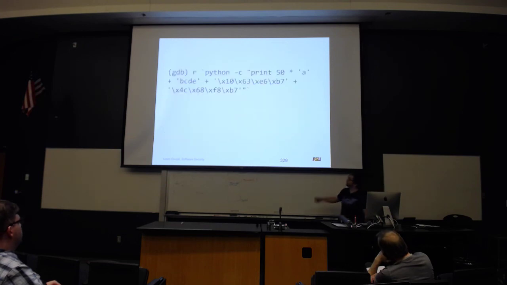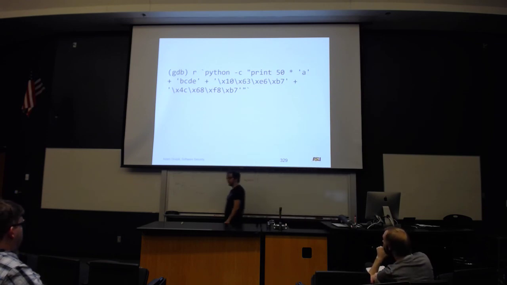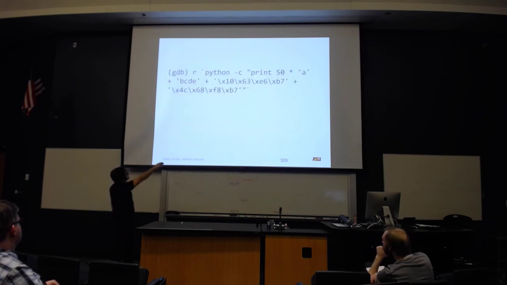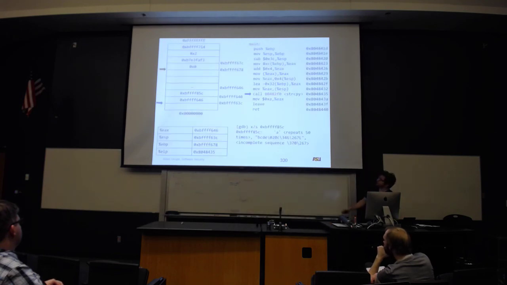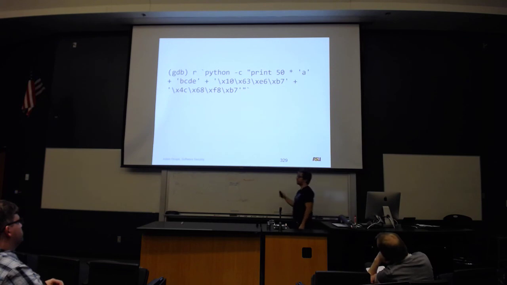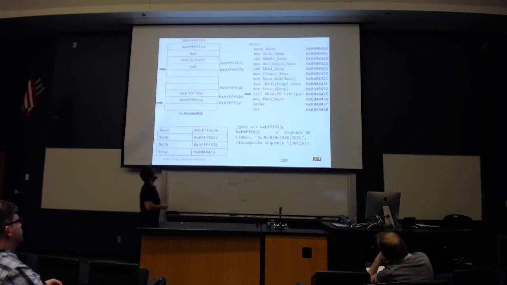Cool. So the exploit is basically this: we print 50 A's, and then we print some junk to overflow the saved base pointer, and then we print the address of system, and then we print the argument to system, which is the address of /bin/sh. Yeah, you're printing it in Python, but then it's all given as an input to the program in GDB. So then we start running.